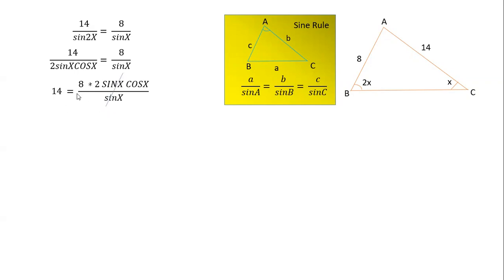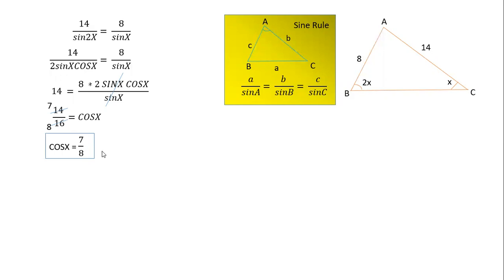8 into 16. Let's bring it below this. So it becomes 14 upon 16 is equal to cos x. Divide by 2: 2 sevens are 14 and 2 eights are 16. So cos x is 7 upon 8. This is the value here.